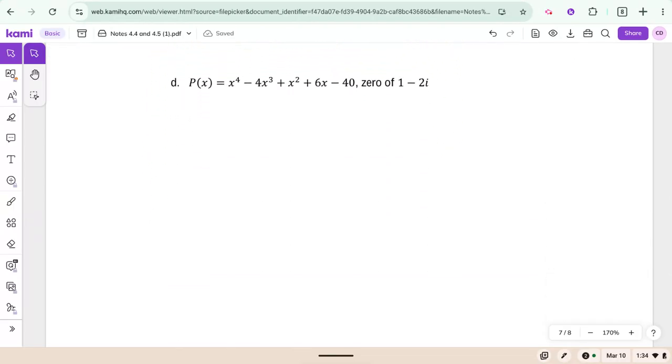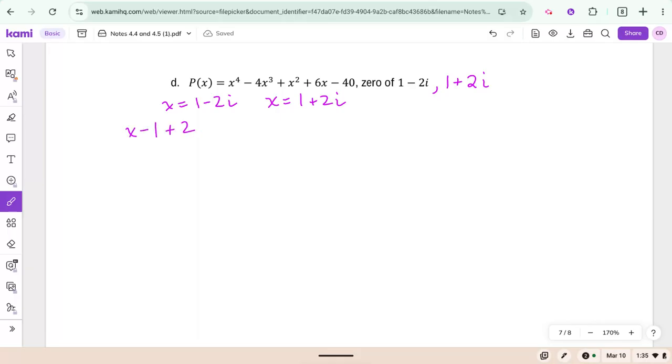Let's look at this one. I have this polynomial function, and I have one of the zeros as 1 minus 2i. So this is going to be similar. So I know the other one is 1 plus 2i. So x equals 1 minus 2i, and x equals 1 plus 2i. If I get that equal to 0, I'm going to have to subtract 1 and add 2i for that one. And for this one, I'm going to subtract 1 and subtract 2i so that it says equals 0.